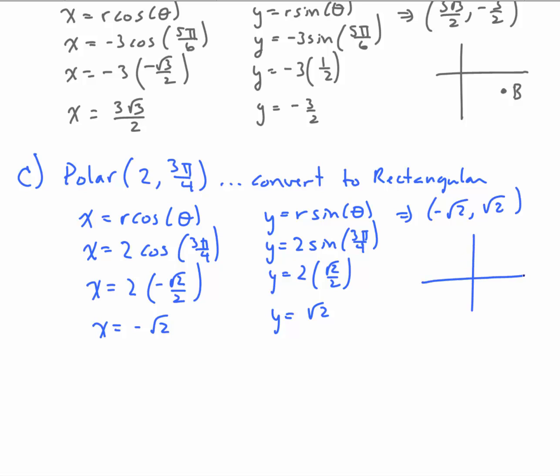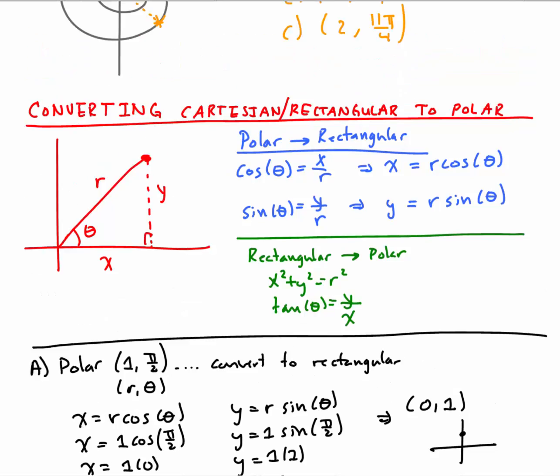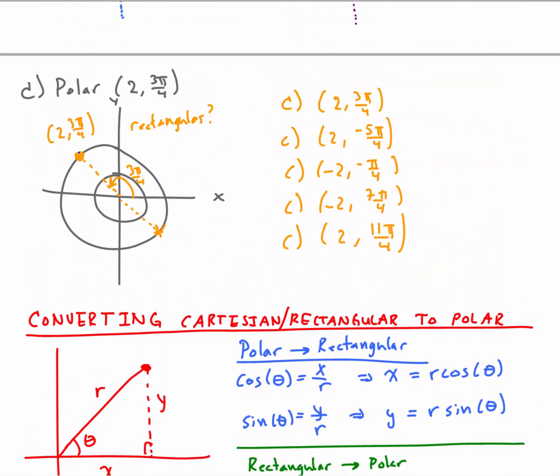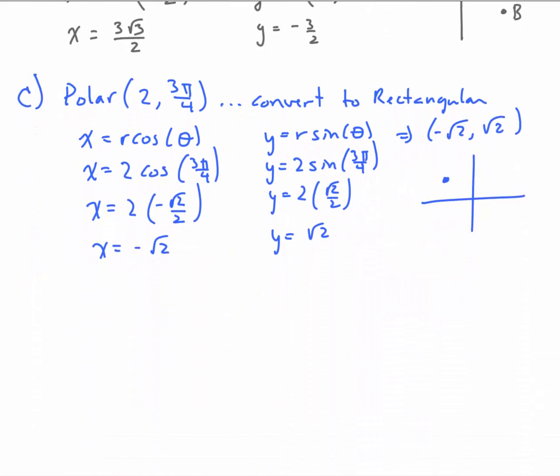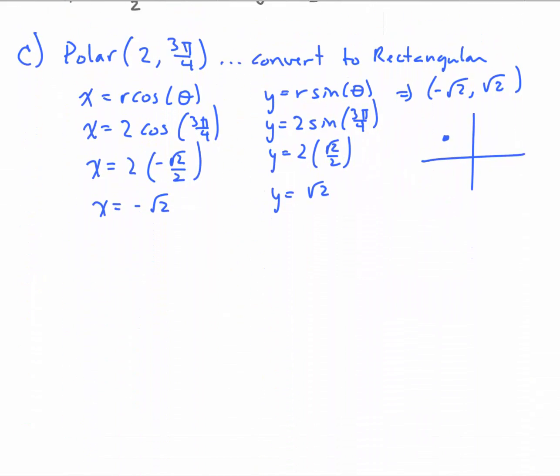So if I were to just give this a quick sketch, this would be negative x and then positive y. So it would be somewhere over in the second quadrant. So let's go ahead and have a look. Yep, somewhere over here in the second quadrant. That works perfect. So that's an example of converting all of our polar points to rectangular.